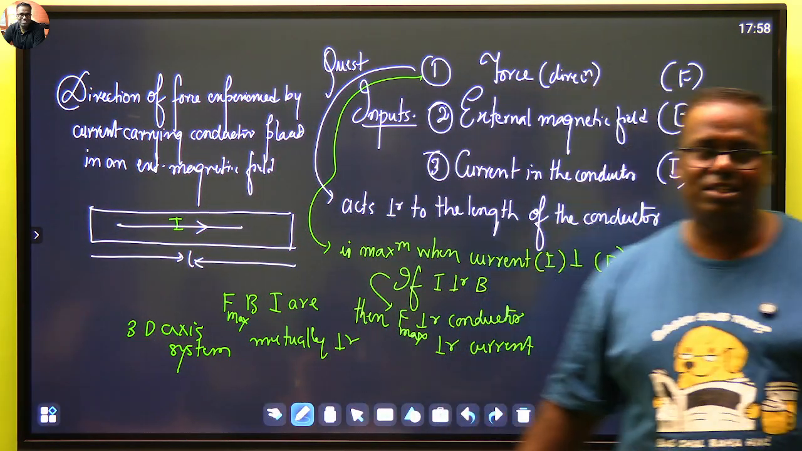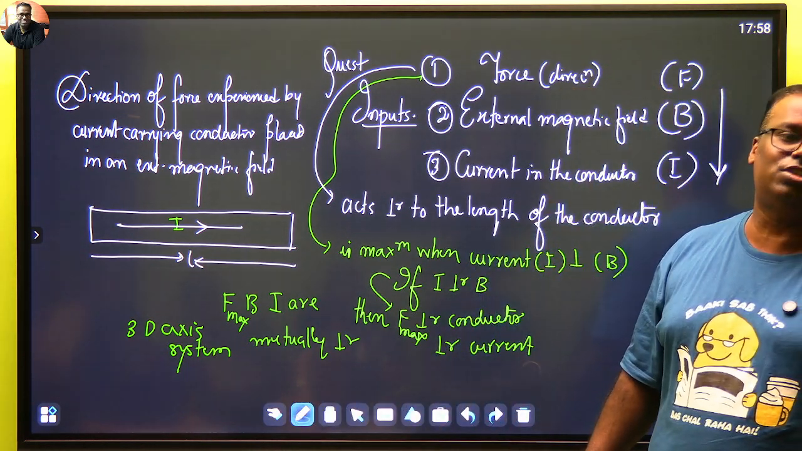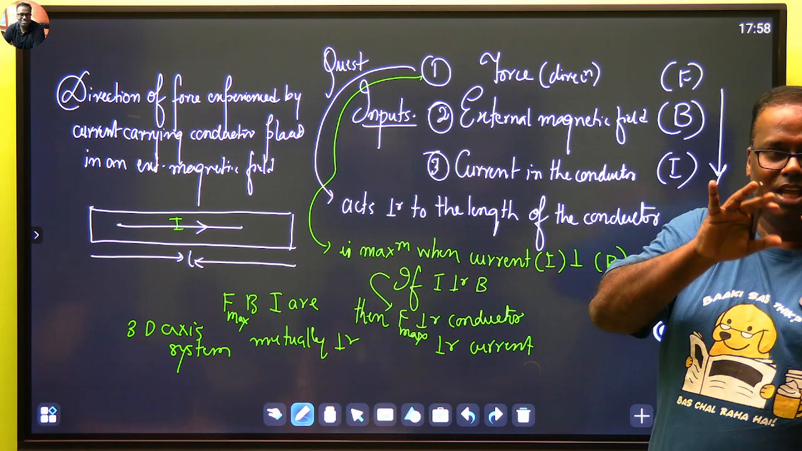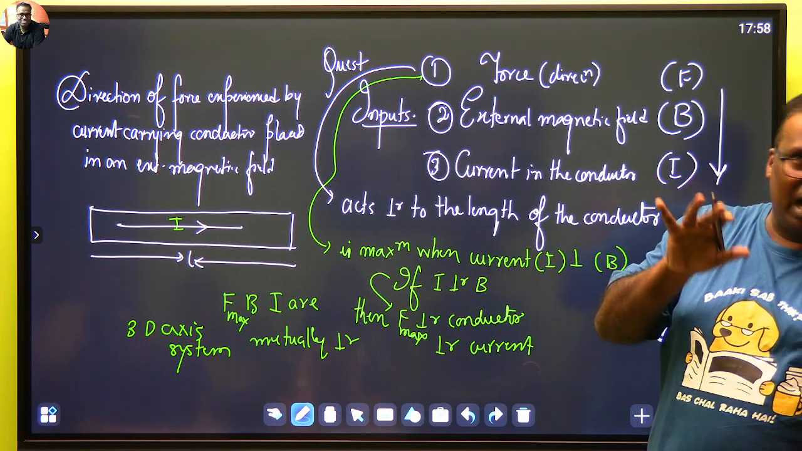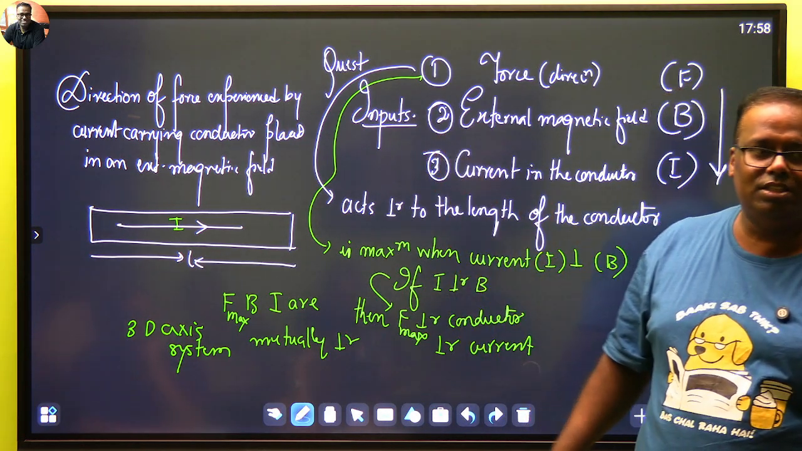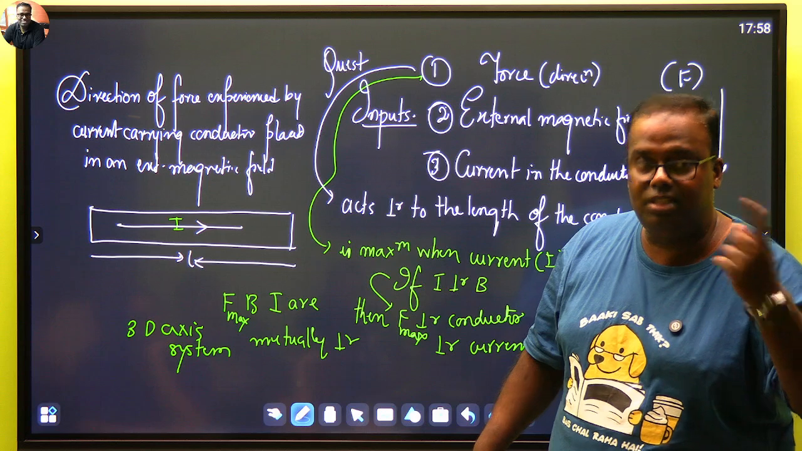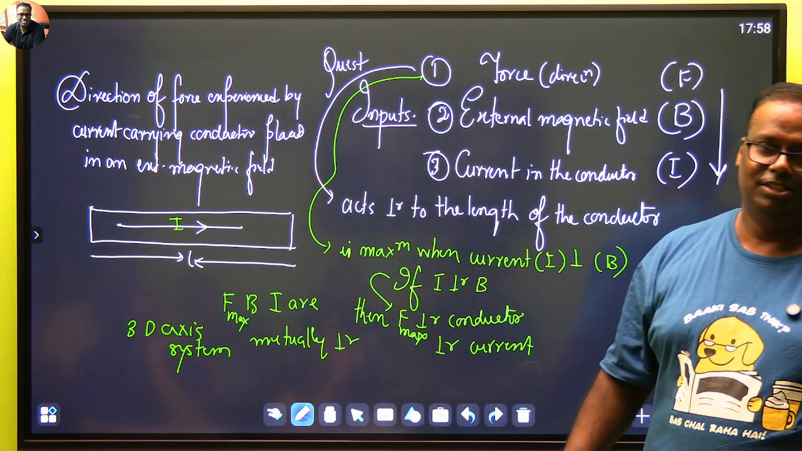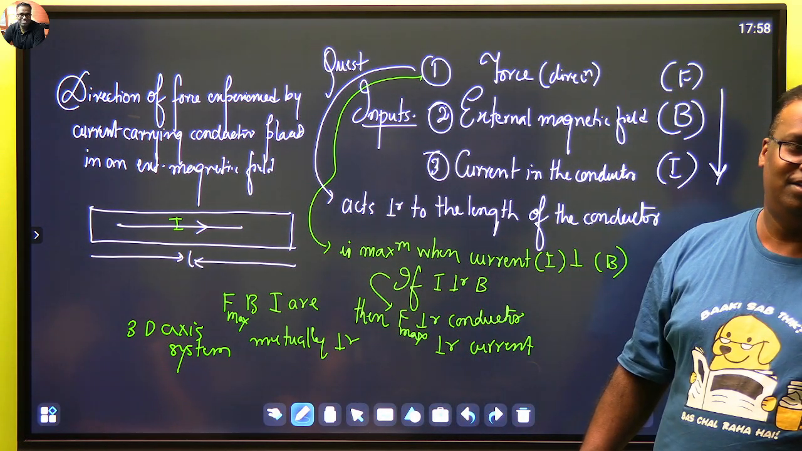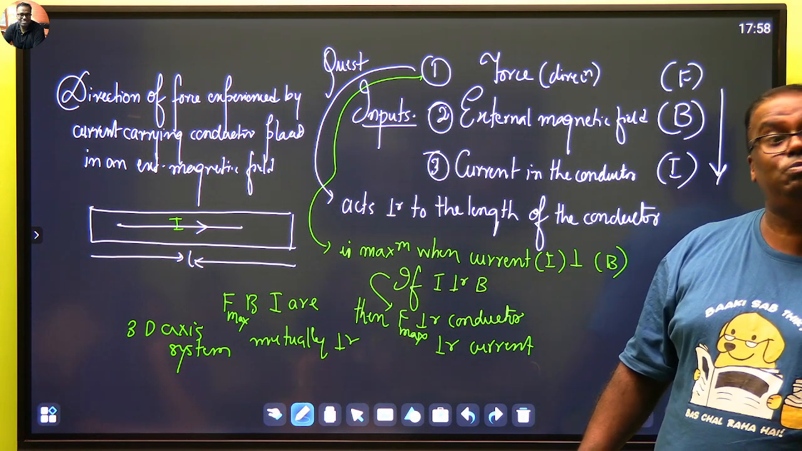In higher classes, you will study that this force is given by an expression called I cross dL. dL means length. And cross product is what? I into dL into sine theta. What is the maximum value of sine theta? 1. For sine theta to be 1, what should be theta? 90 degrees. वहीं से ये आता है. ठीक है, ये आप 12 में पढ़ेंगे.